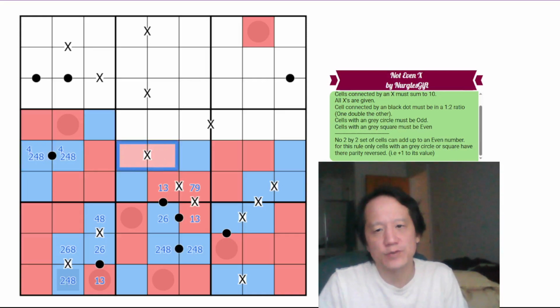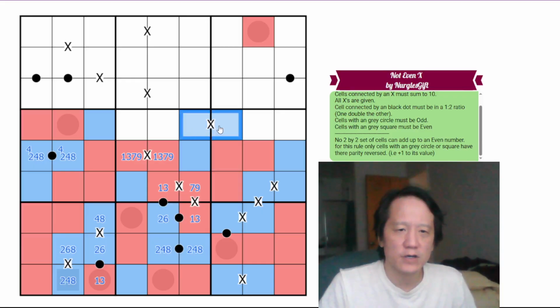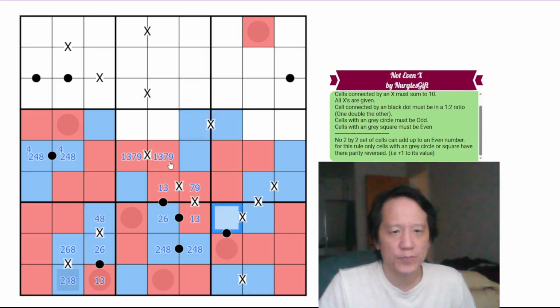So this is a 1, 3, 7, 9 triplet. This then, both of these must be even, because this cannot be 1, 3, 7, or 9. 5 cannot be next to an X because they would have to have a 5 on the other side, and you'd have a duplicate repeat in the row. So therefore, these are 2 evens. These must be different parities. We're not sure which is which.